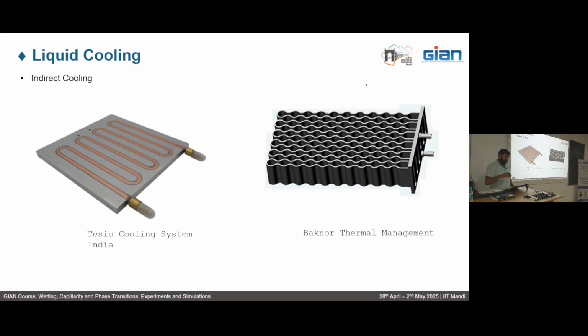And the other one is indirect cooling. In the case of indirect cooling, you don't have direct contact of the liquid with the heated surface. One very prominent example is the heat sinks or cold plates. I have brought some cold plates here, so you can have a look at these. These cold plates are used by the industry, and they are basically used in your vehicles.